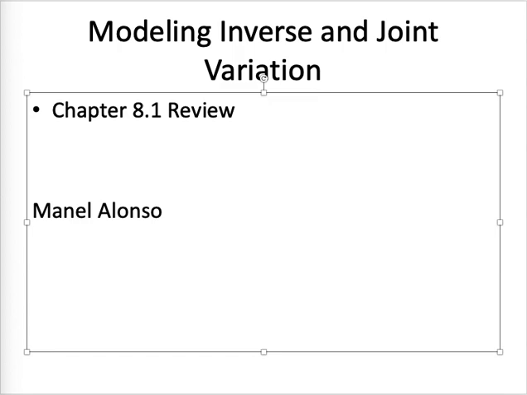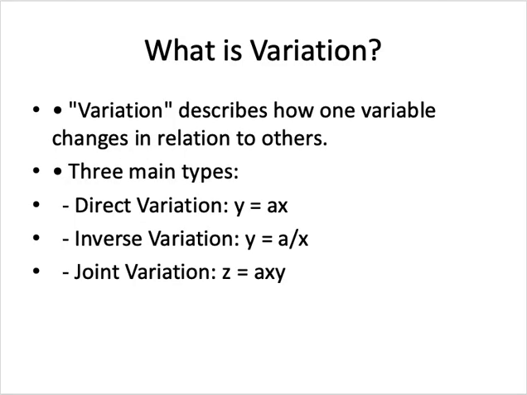This will be a quick review of inverse and joint variations, because I tried to record this like 5 other times and it was way too long before, so I'm going to try to make it short. I'm going to review all of this based on chapter 8.1. I'll be explaining what each type of variation is, how to recognize it, and how to solve problems using these formulas. So first of all, what is variation?